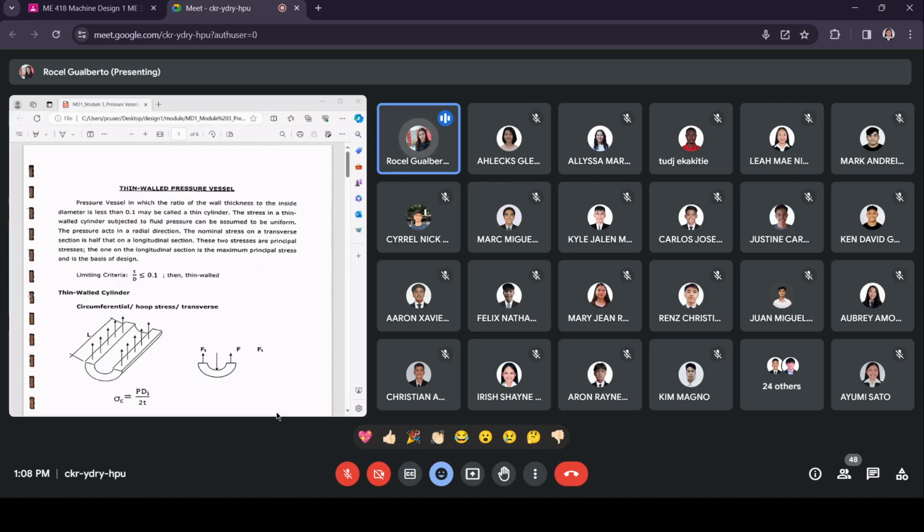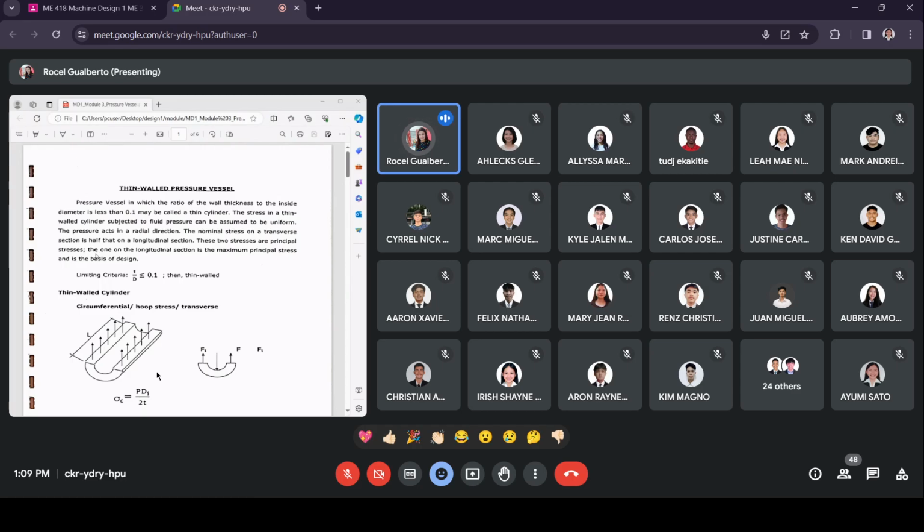Okay, so this is our next topic, which is the design of pressure vessels. What are these pressure vessels? Pressure vessels are simply containers having pressurized fluid. When I say fluid, it would mean a liquid or a gas. The most common example of a pressure vessel is our water tanks at home. So we have these water tanks.